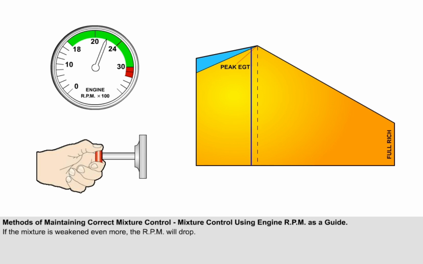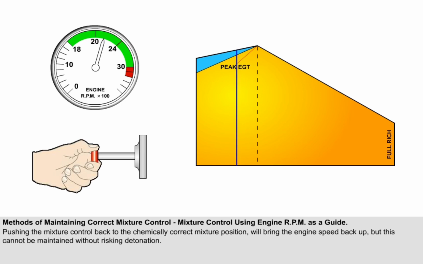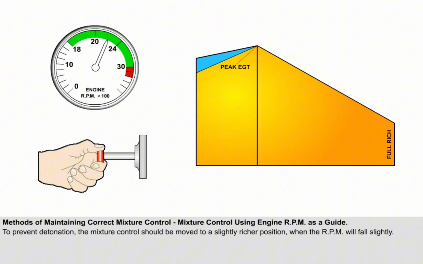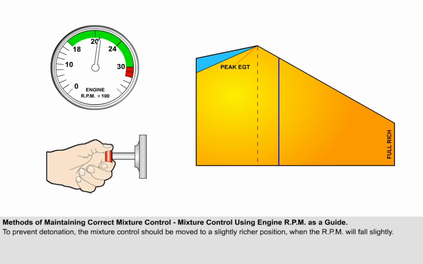If the mixture is weakened even more, the RPM will drop. Pushing the mixture control back to where the chemically correct mixture was found will bring the engine speed back up, but this cannot be maintained without risking the generation of detonation. To prevent this happening, the mixture control should be moved to a slightly richer position, when the RPM will fall slightly.